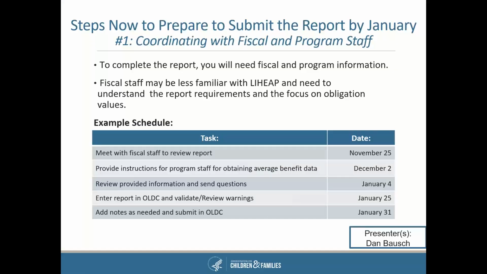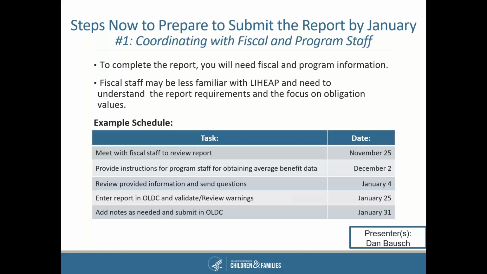The report's due at the end of January, so it's important to be thinking about what you may need to get the report done and pull the different pieces of information. One item that many of you will need is to coordinate with fiscal staff about the obligation information and the sources of funds. This is an example of a schedule. This isn't something you have to do or is expected of you, but it's an example of what you might put together to be able to meet the due date.